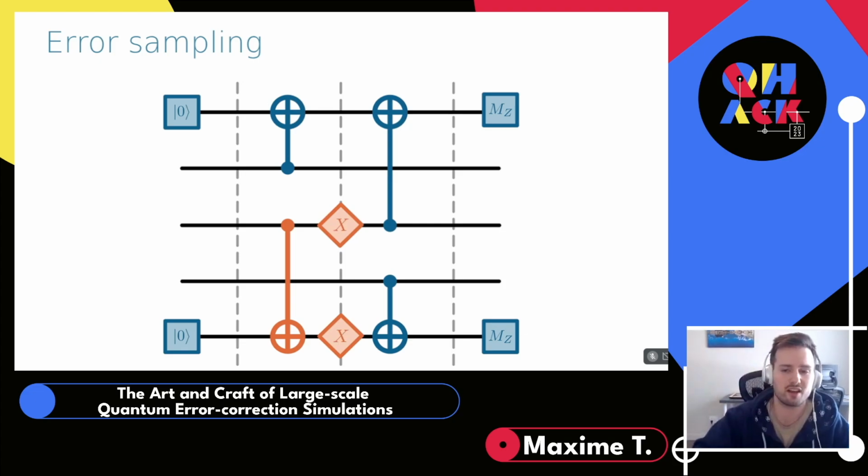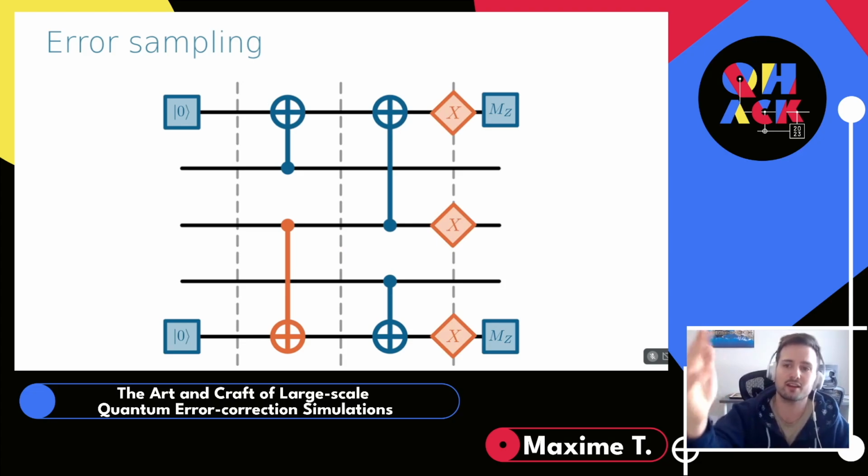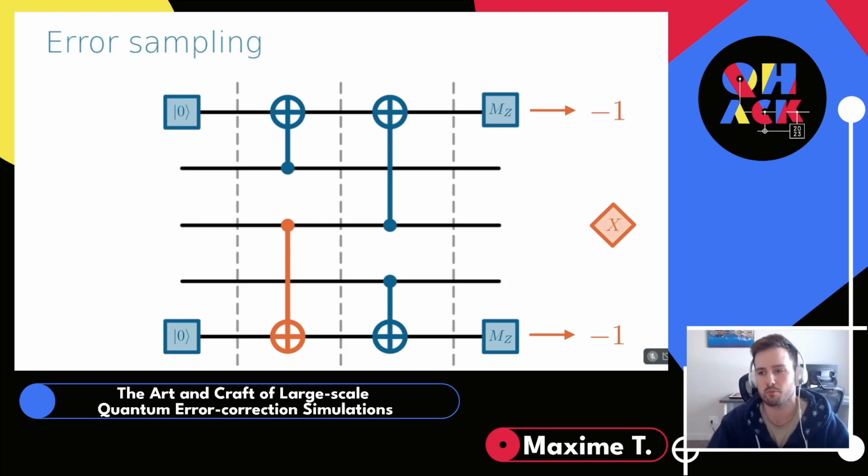And then it's the same idea of propagation. So the first X is in front of a control, so it propagates. That's why we have 3 X's now. And now in front of each measurement, there's an X error. So in both cases, we will measure -1. And we're left over with this X error in the middle qubit with the good error detection pattern.